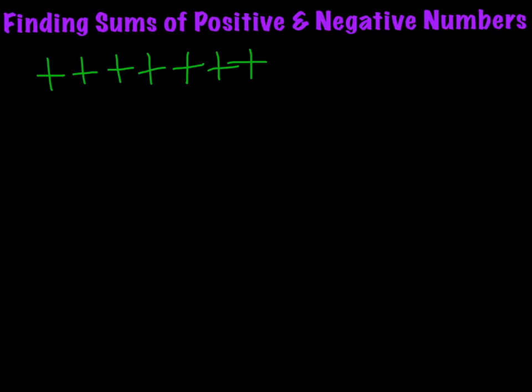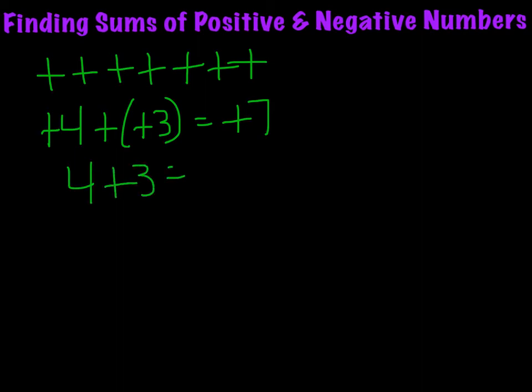These counters can also be modeled using numbers. This would look like positive 4 plus parentheses positive 3 equals positive 7. It could also more simply be written as 4 plus 3 equals 7. It is typically not necessary for you to write a positive symbol in front of numbers that are positive. Usually we only mark numbers that are negative because they are different from positives.